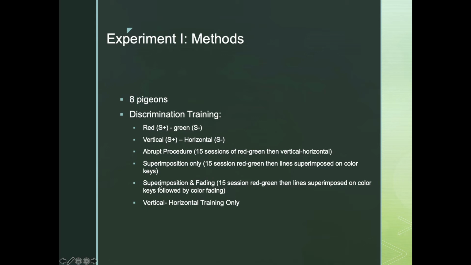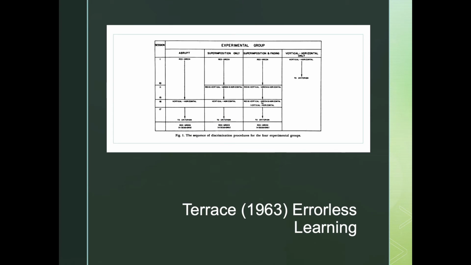Then there was the superimposition and fading condition. So again, after 15 sessions of red-green, lines were superimposed on the colors, followed by the colors fading until it was only the lines on the white keys. And then another condition, vertical, horizontal training only. And this essentially describes the different sessions and the different experimental conditions.